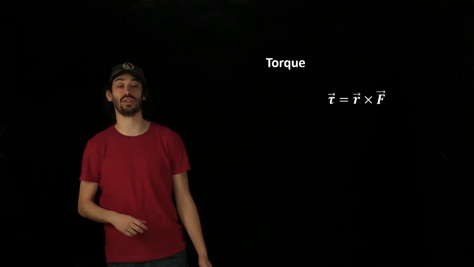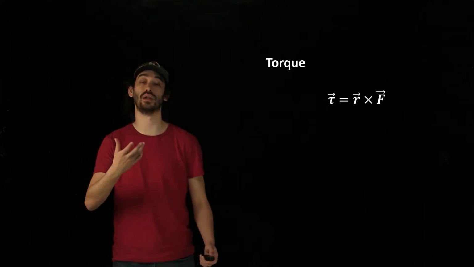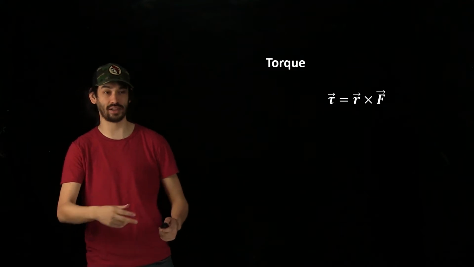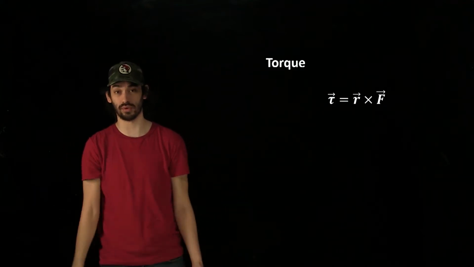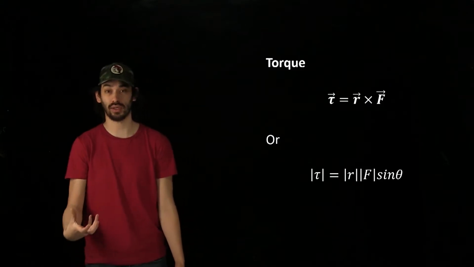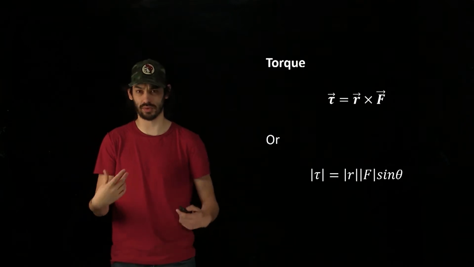And this is introducing a concept called torque. So torque is going to be defined as the cross product between a distance vector and the force. So if you have some force acting at some distance, this is going to give you the torque. Another way that this can be defined is to say that the torque is going to be this distance times the force times the sine of the angle between them.